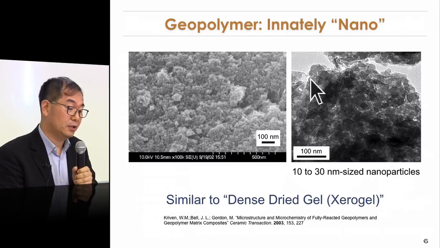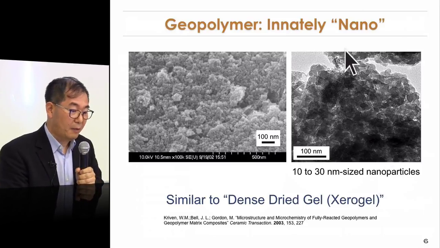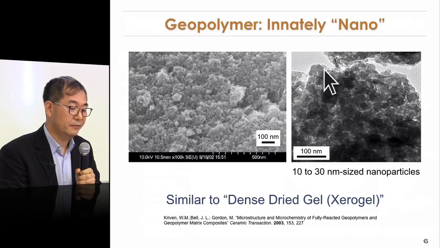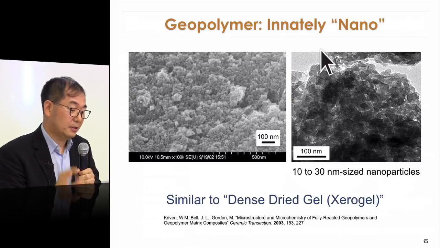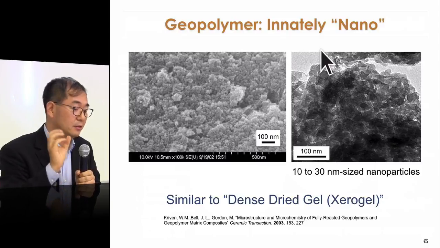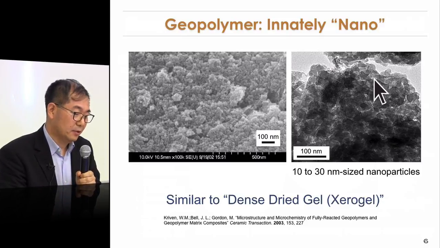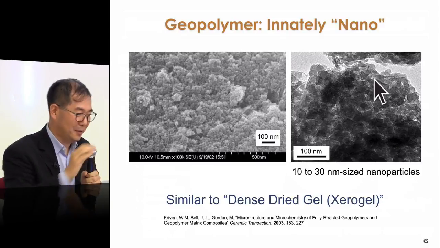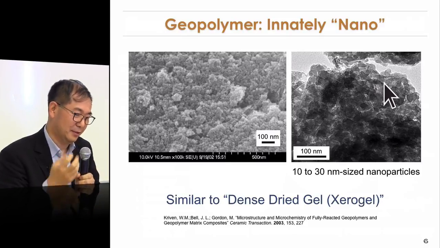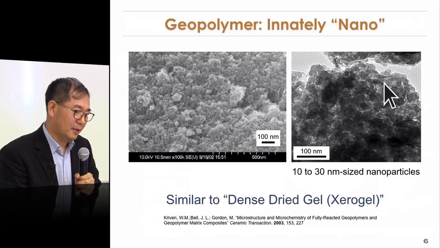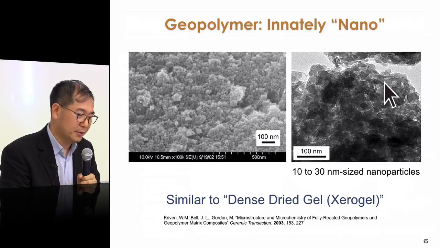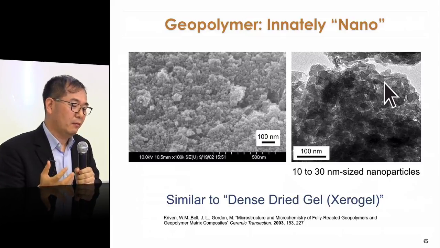So what you appreciate in this TEM image is that we have some sort of particles that are strongly fused together to form a very dense gel structure. So this is basically a dense dried gel, a dense xerogel-like structure. So this gel is different from what Professor Davidovich said. This is the typical gel network structure that silica material has, or the metal oxide gel materials have. So what we have is already nano.